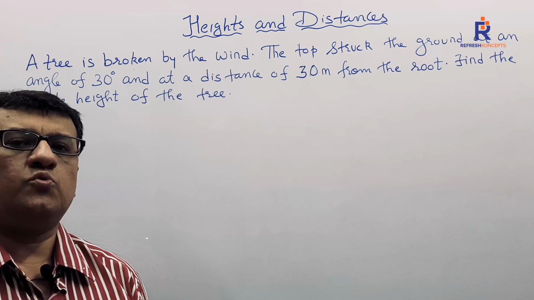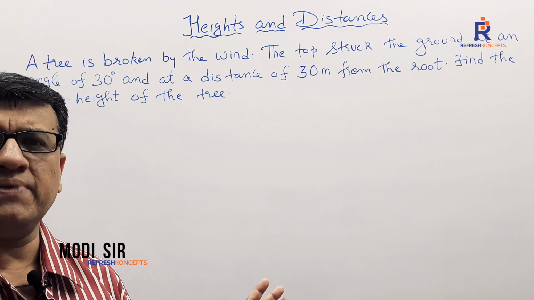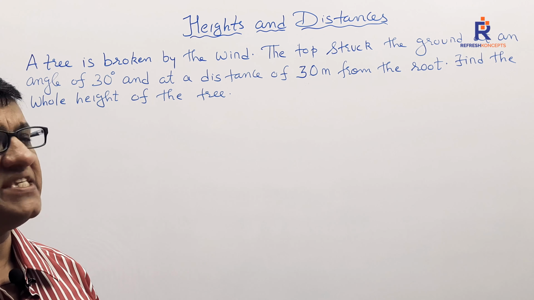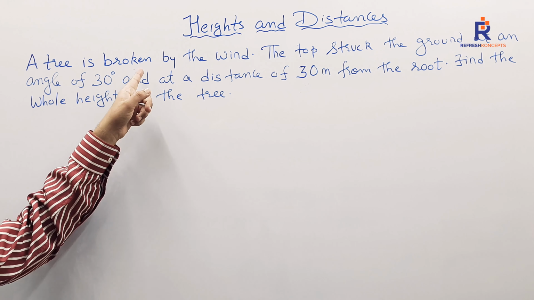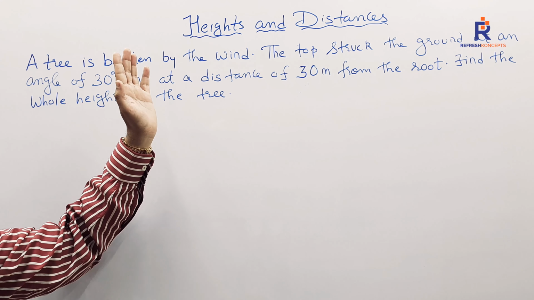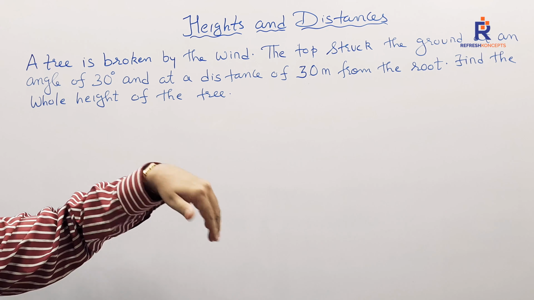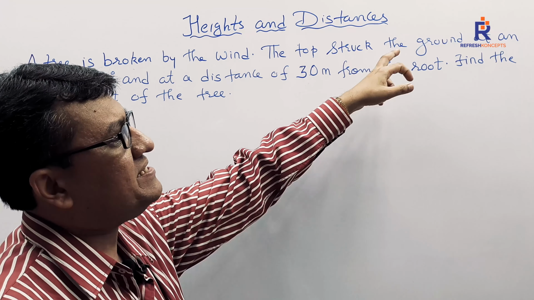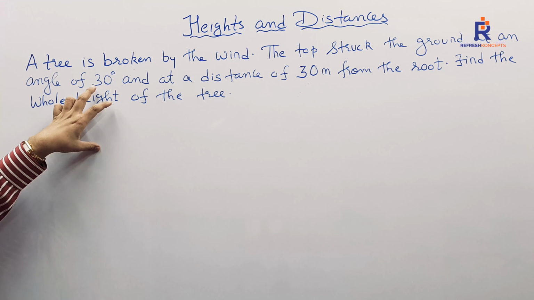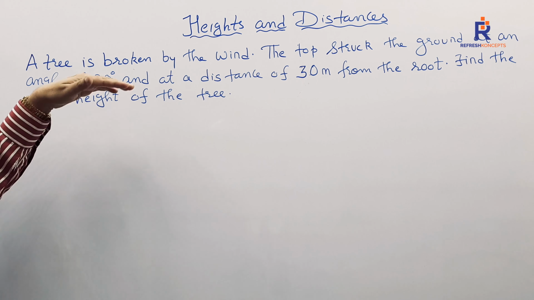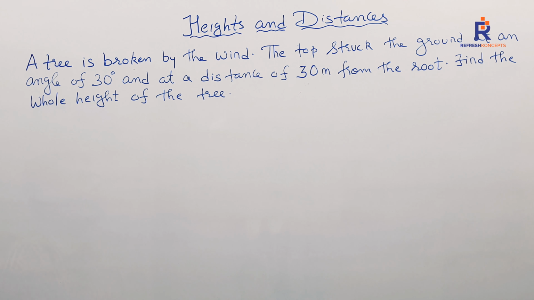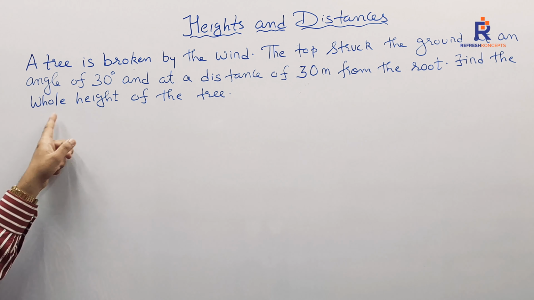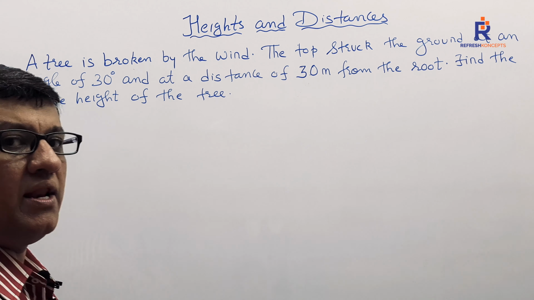Children, let's see one sum which, I won't say is a complex one, but it has a good amount of concepts involved in it. Let's see what the next sum is trying to say in heights and distances. A tall tree is broken down by the wind. The top strikes the ground at an angle of 30 degrees, at a distance of 30 meters from the root. Find the whole height of the tree.